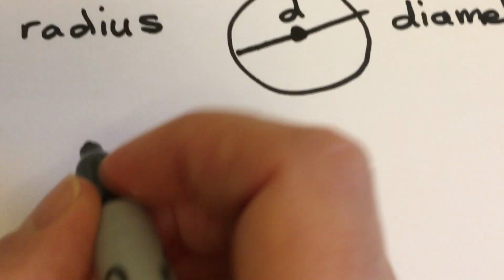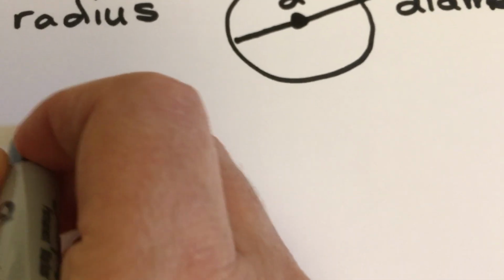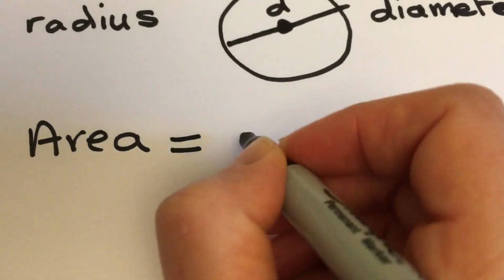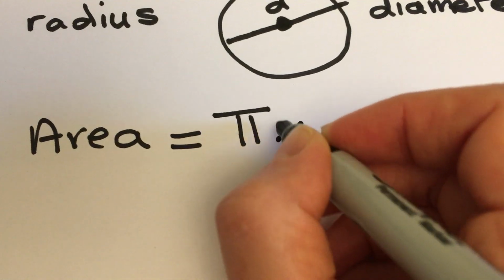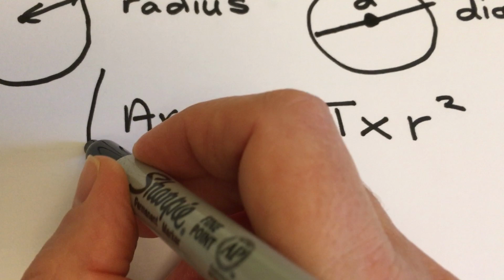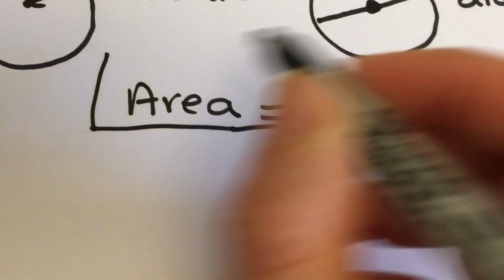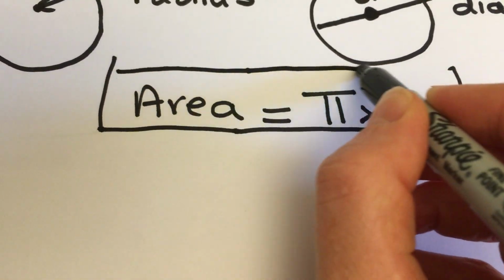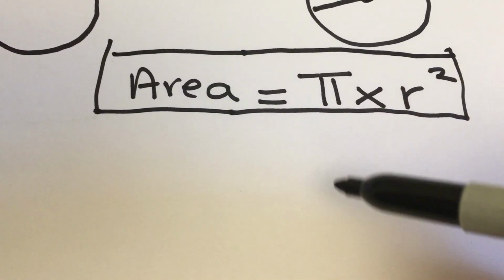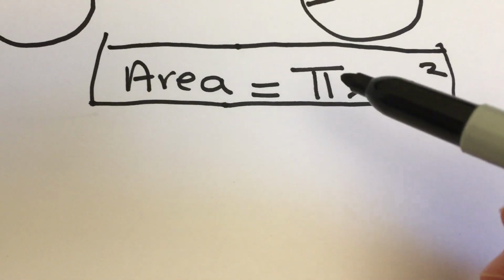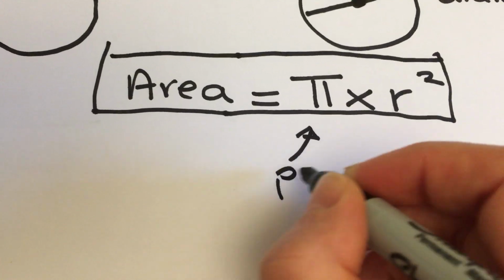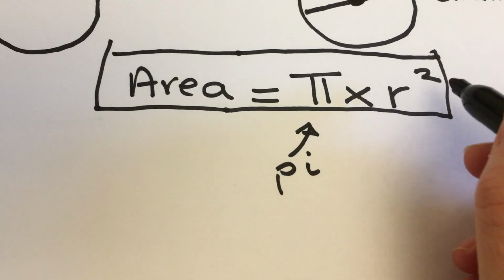Now, the formula today for a circle is that the area of a circle is pi times radius squared. That's a really important formula that you may want to write down somewhere so you can see it at all times. So to find the area, that's how much space is inside, it's equal to that special number pi, which is on your calculators, times the radius squared.